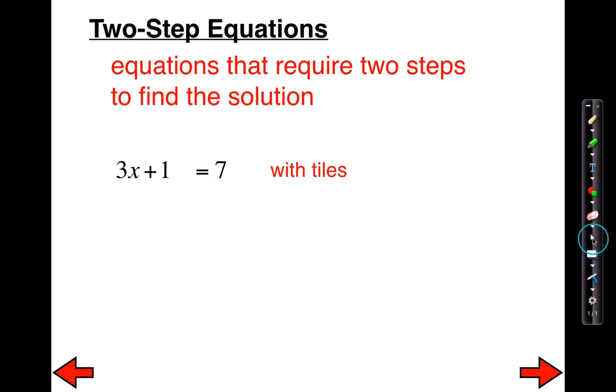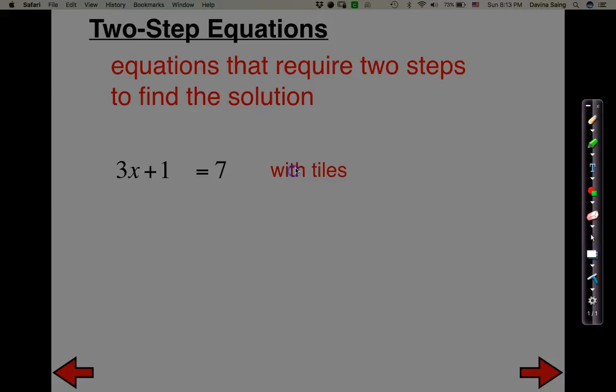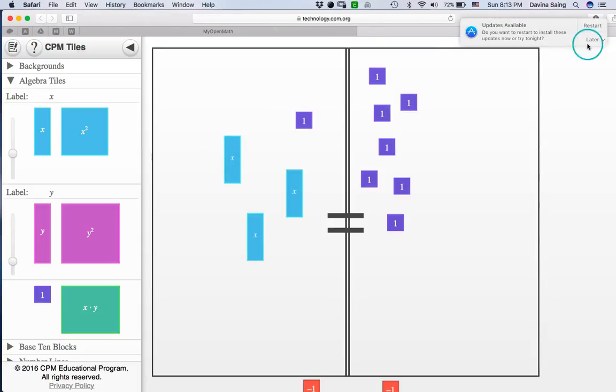Let me show you real quick what that would look like with tiles. Okay, so notice we have here 3x plus 1 equals 1, 2, 3, 4, 5, 6, 7. So what should I do? Well, I want to get rid of this positive 1. So how do I do that? Well, I'm going to have to add a zero pair by adding one negative here, which means I'm going to have to add one negative here. By doing that, you're going to find that these go away.